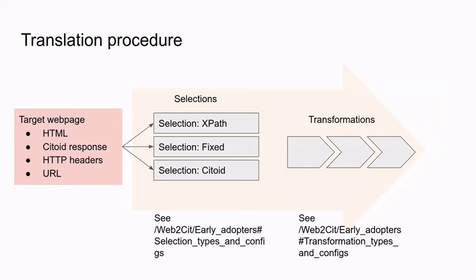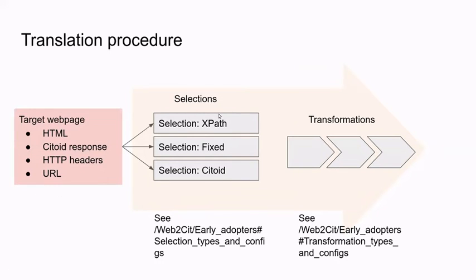This is good because that means that we can get metadata not only from the web page itself, but also from other parts related to this web page, which again is the Citoid response, the HTTP headers, and the URL.